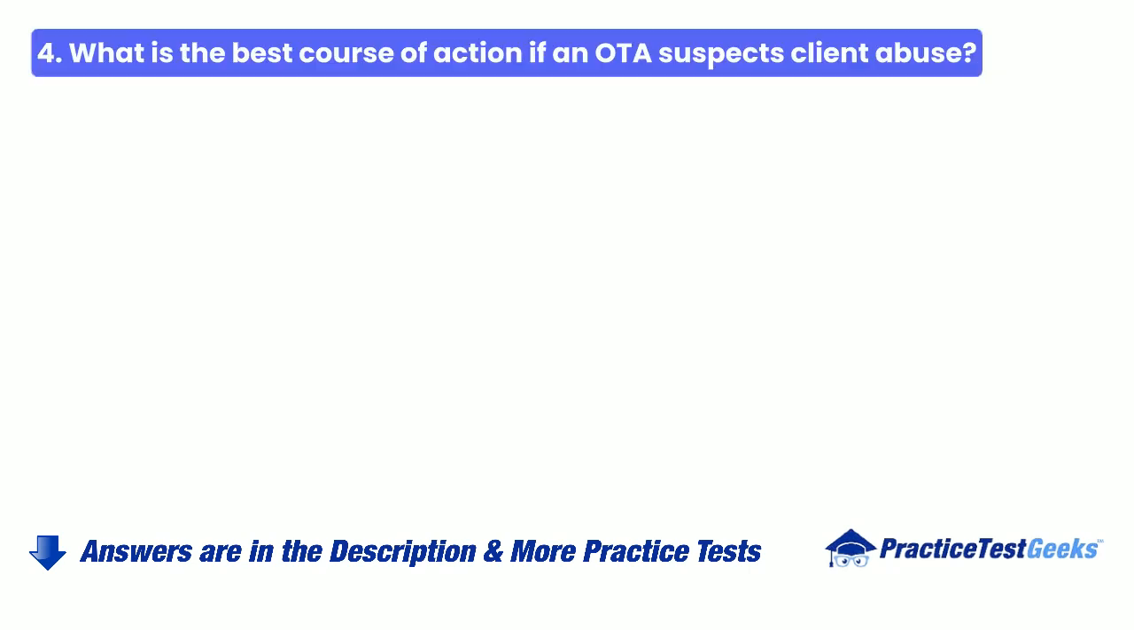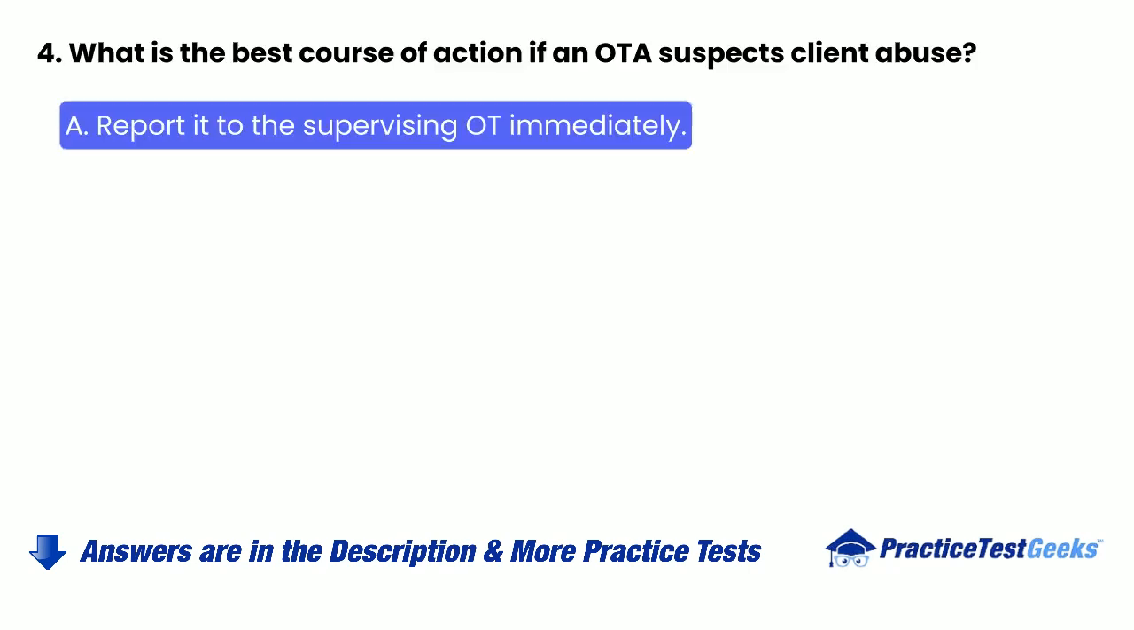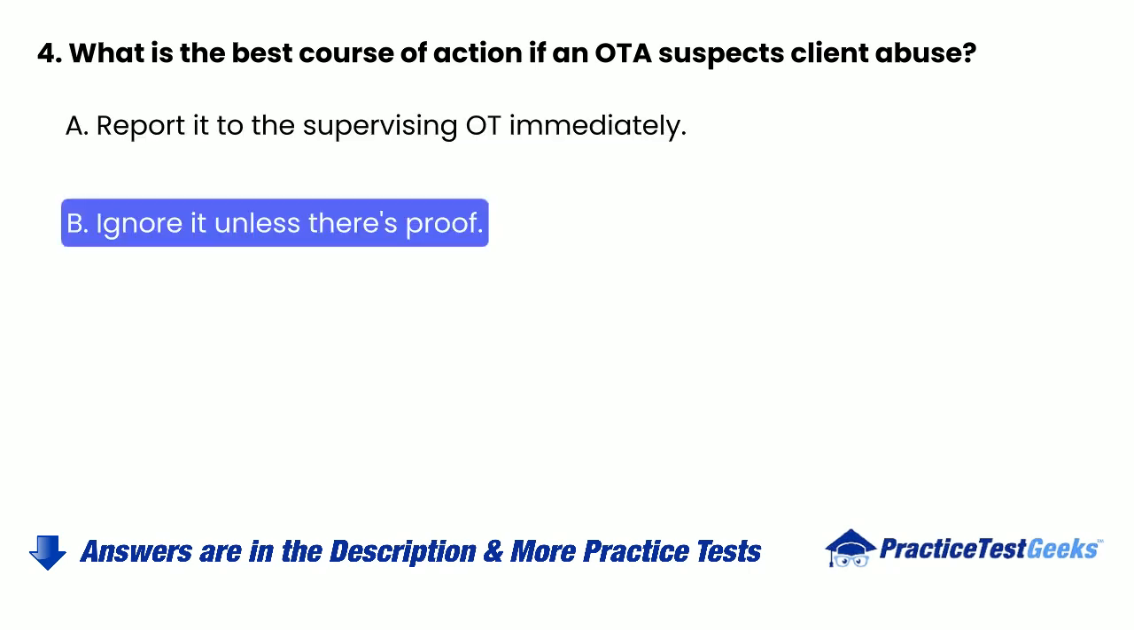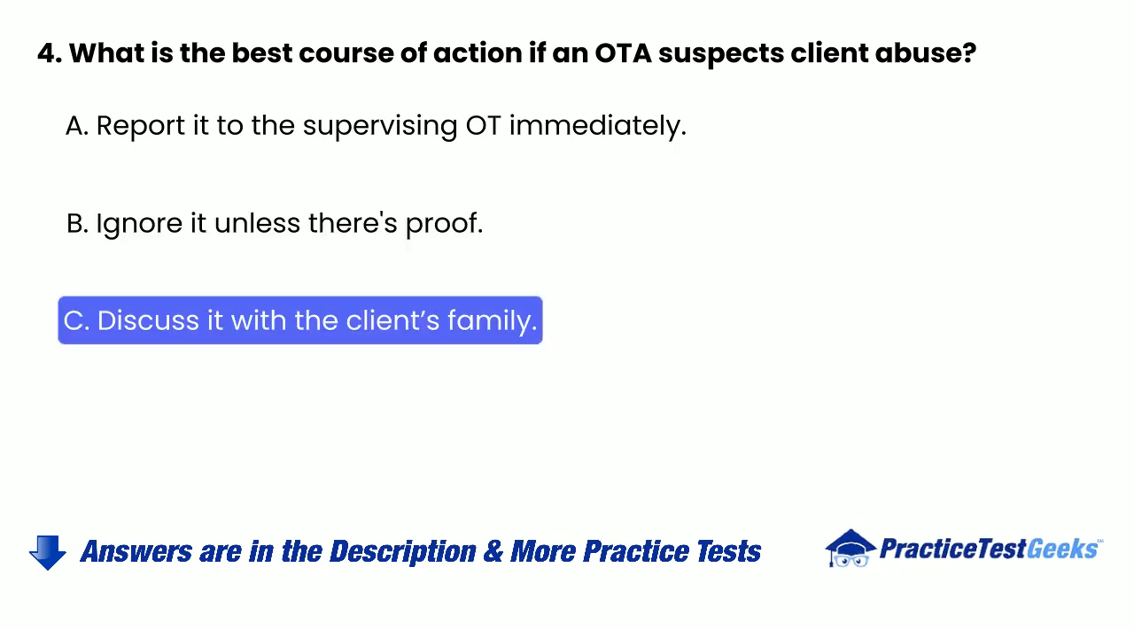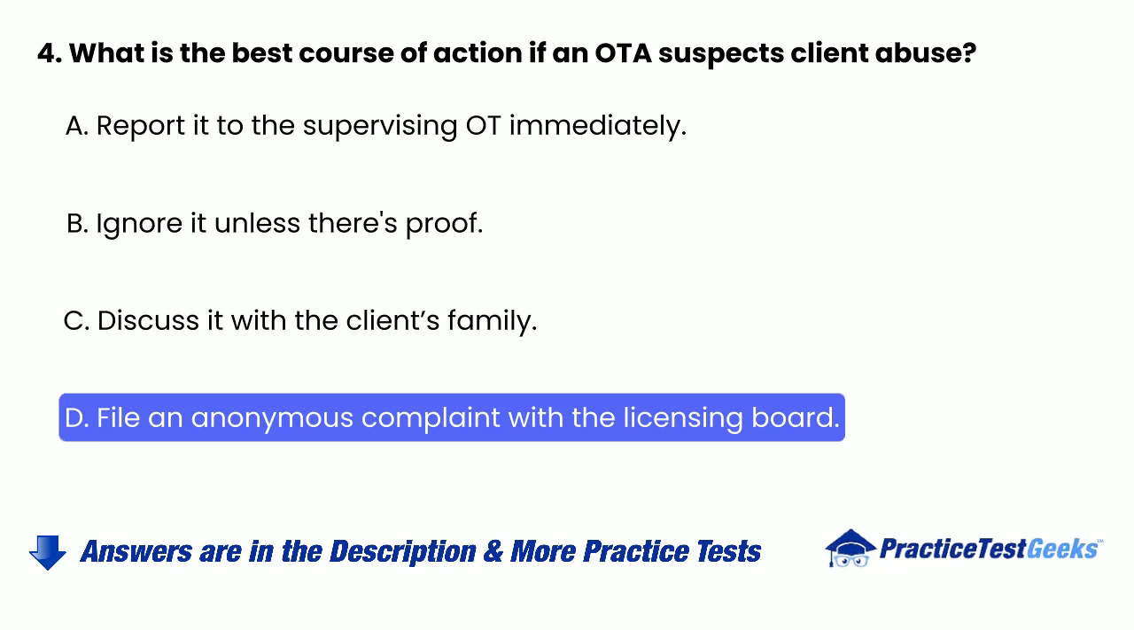4. What is the best course of action if an OTA suspects client abuse? A. Report it to the supervising OT immediately. B. Ignore it unless there's proof. C. Discuss it with the client's family. D. File an anonymous complaint with the licensing board.